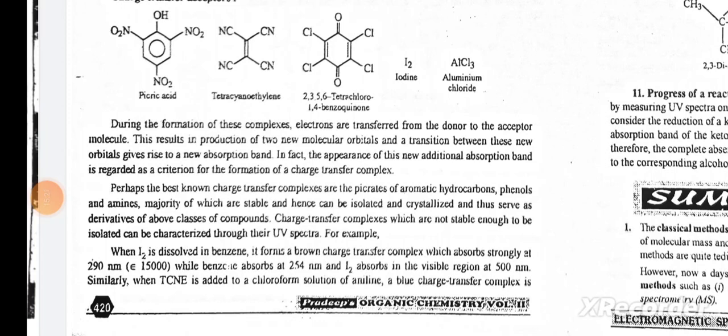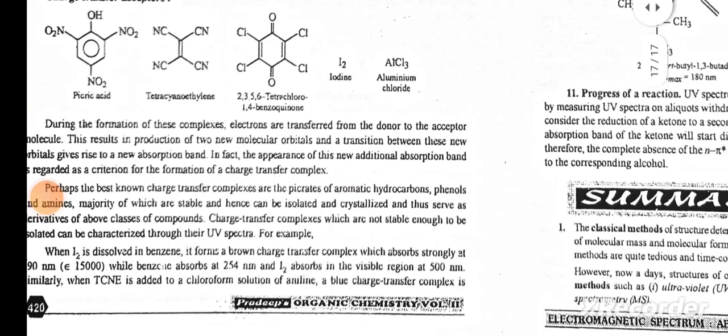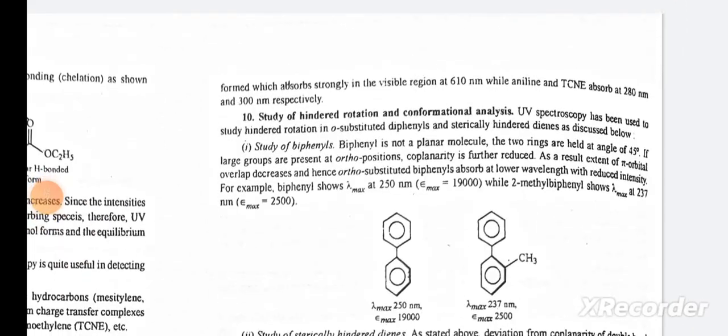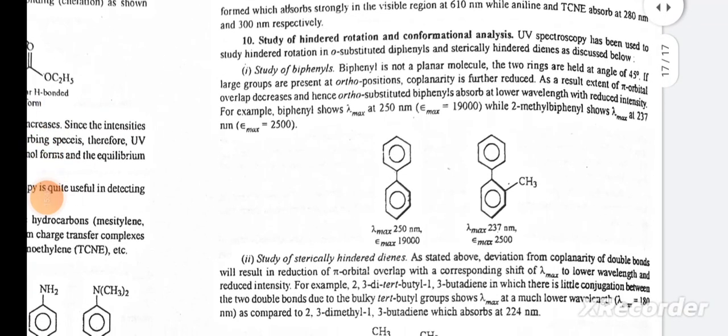Similarly, when TCNE is added to a chloroform solution of aniline, a blue charge transfer complex is formed which absorbs strongly in the visible region at 610 nm, while aniline and TCNE absorb at 280 nm and 300 nm respectively. Study of hindered rotation and conformational analysis. UV spectroscopy has been used to study hindered rotation in ortho substituted diphenyls and sterically hindered dienes, as discussed below.